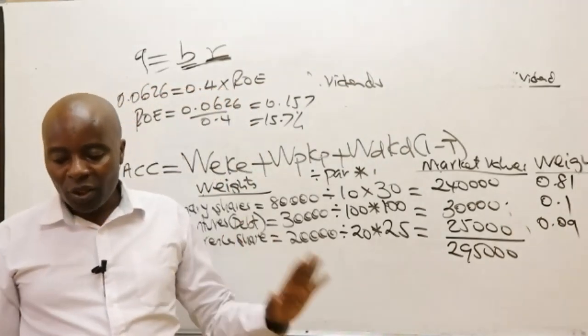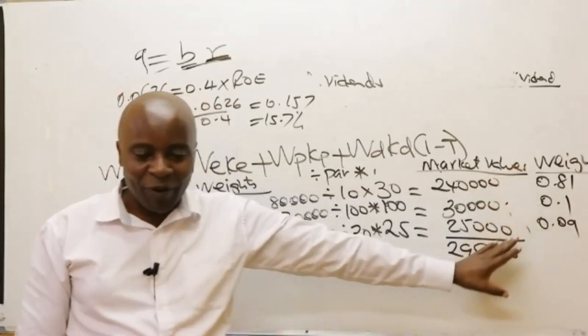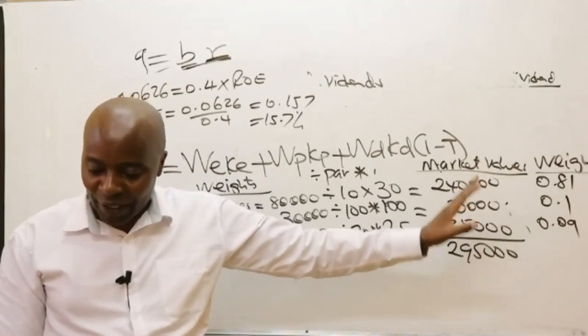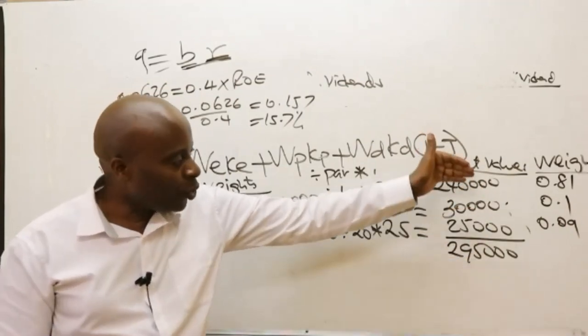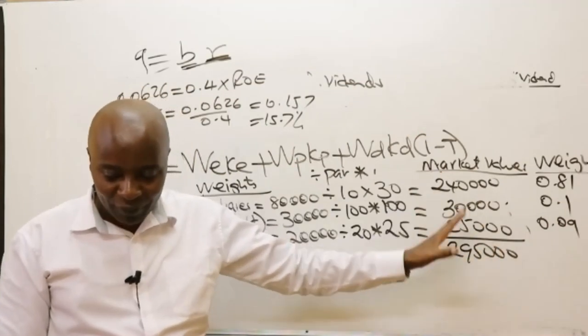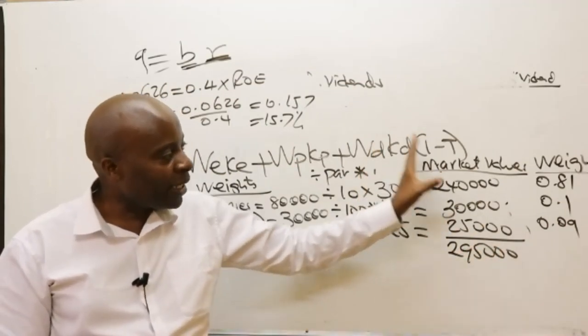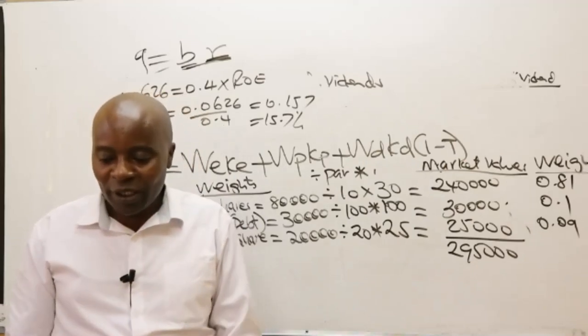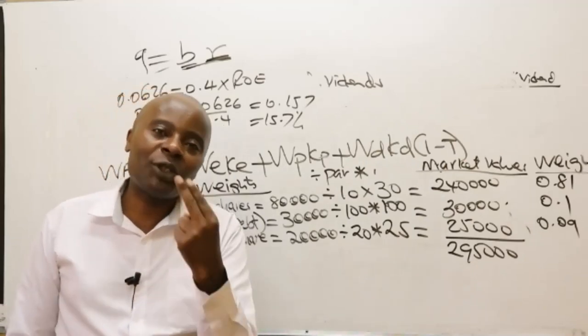So have we seen, all of us, how these weights have been obtained? How we first got the market values, and how we were able to convert the market values to weights. The moment you do that, ladies and gentlemen, you'll be able to get like 2 marks.